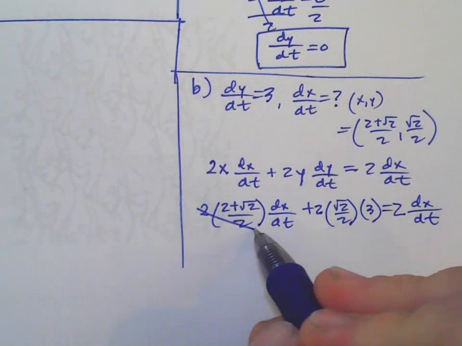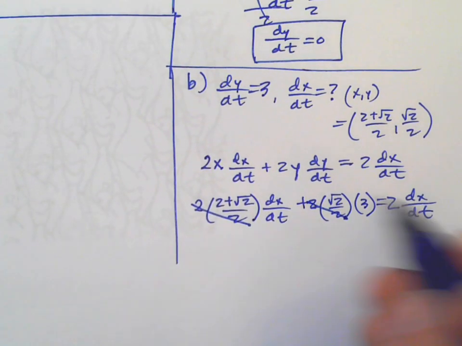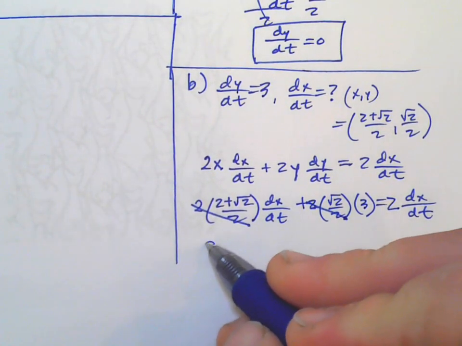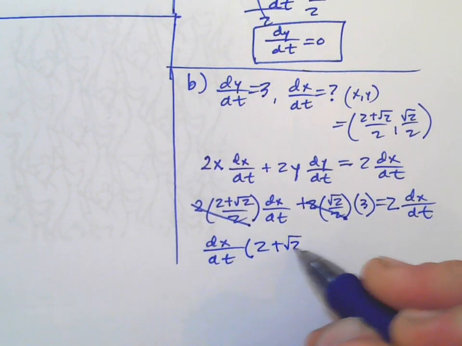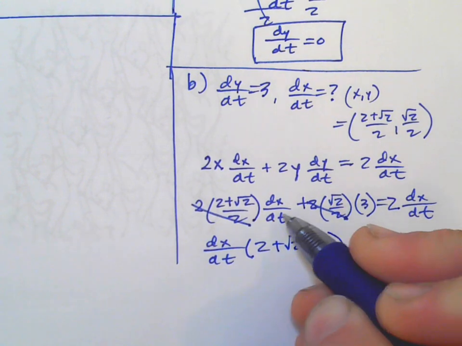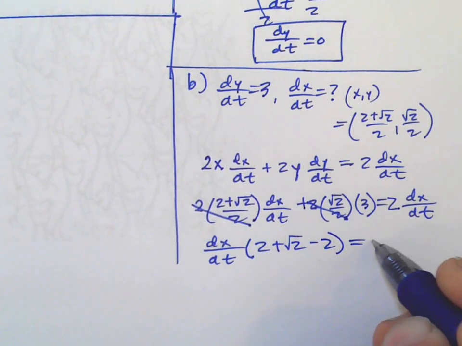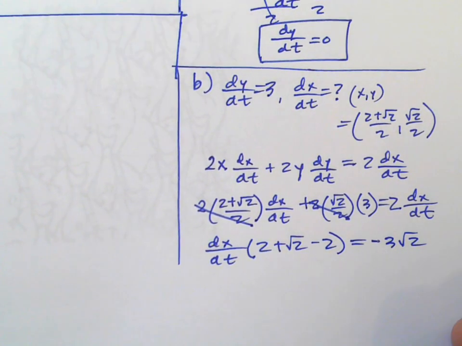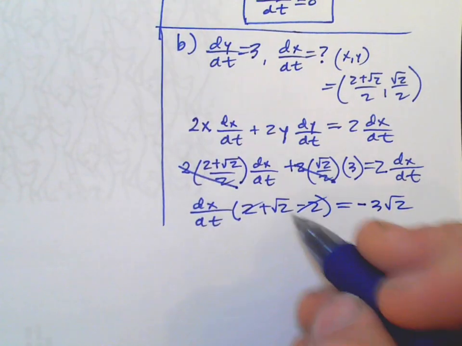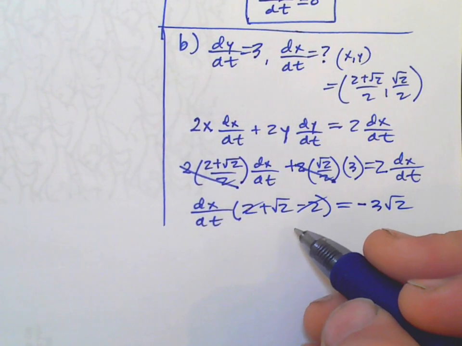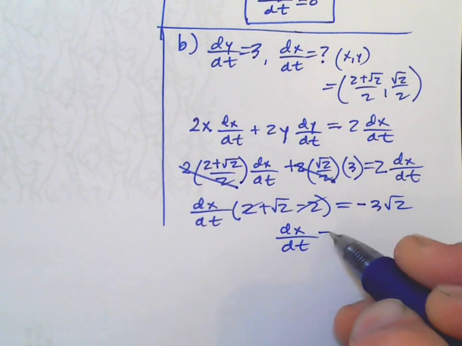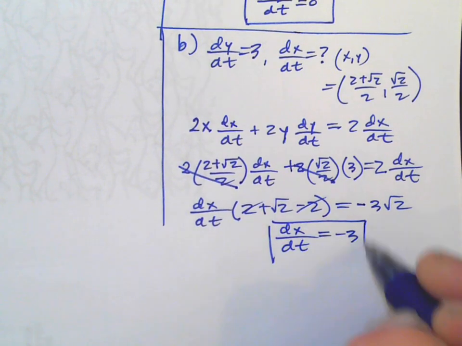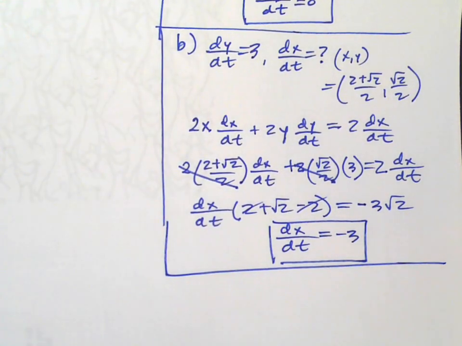The twos cancel nicely, okay? We want to bring our dx/dt's on the same side. So if we do that, and then we factor out the dx/dt, we have a 2 plus 2 root 2, and then we get a minus 2. Then we move these to the other side, minus 3 root 2. 2 minus 2 cancels out. It's really starting to look nicer. And then you would divide both sides by the remaining root 2, and you would get negative 3. So, worked out nice in the end.